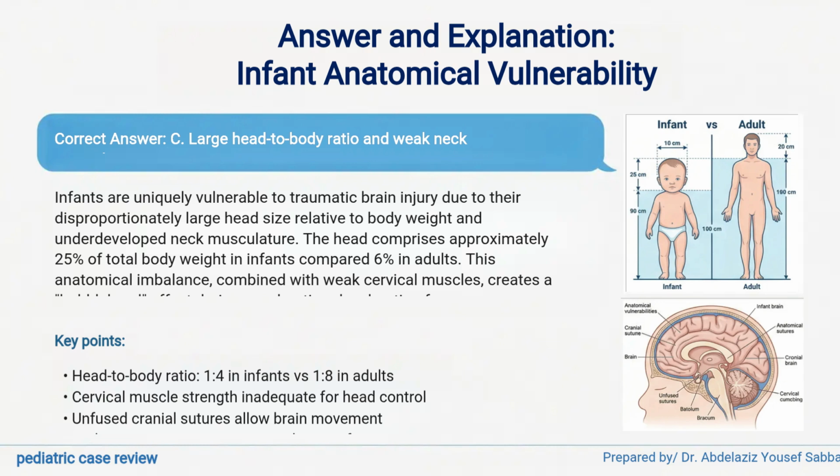Four specific factors define this vulnerability. The head-to-body ratio is 1:4 in infants compared to 1:8 in adults. Cervical muscle strength is entirely inadequate for controlling head movement during trauma. Unfused cranial sutures allow greater relative brain movement within the skull. The higher water content of the infant brain increases the magnitude of shearing forces during acceleration.